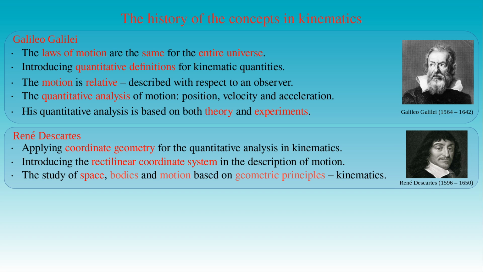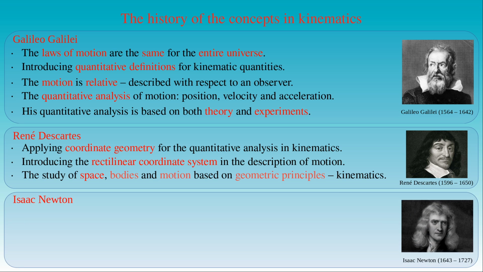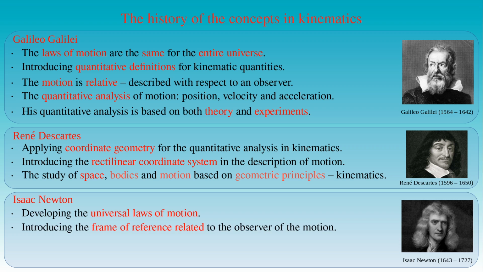The last scientist we mention here is Isaac Newton, who is considered the founding father of modern physics. His greatest achievement was the development of the universal laws of motion. We can remember the anecdote about the falling apple, which led him to the discovery of the theory of gravity. In his first law of motion he introduced the concept of the frame of reference related to the observer of the motion. This law also claims that motion is relative.